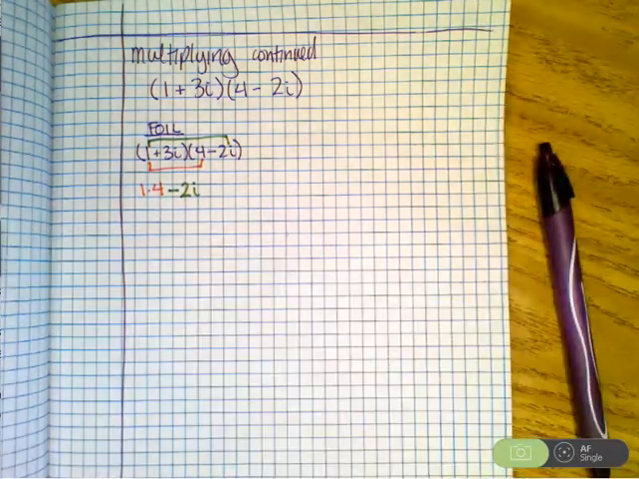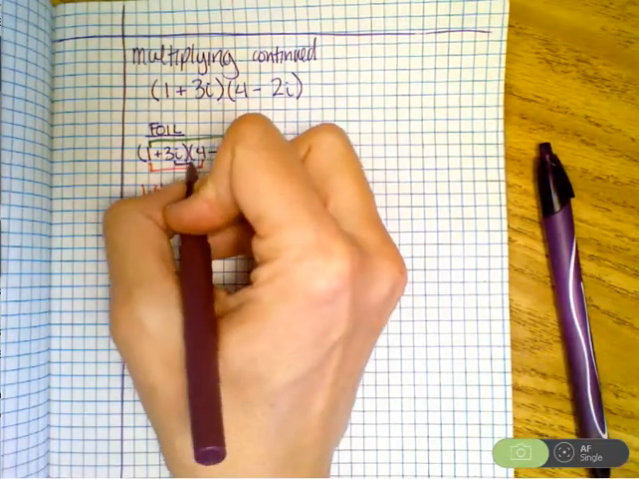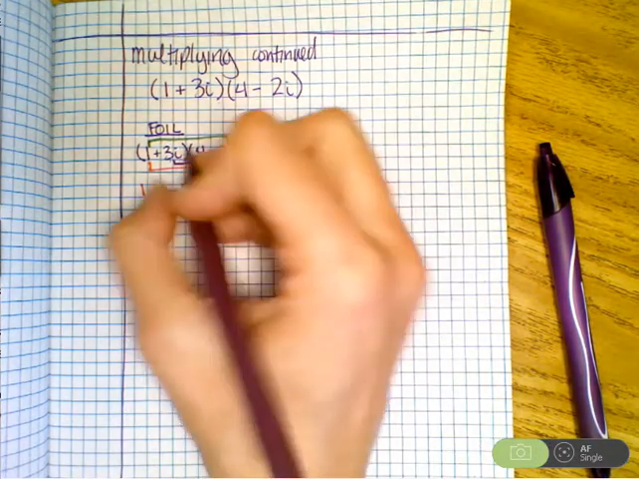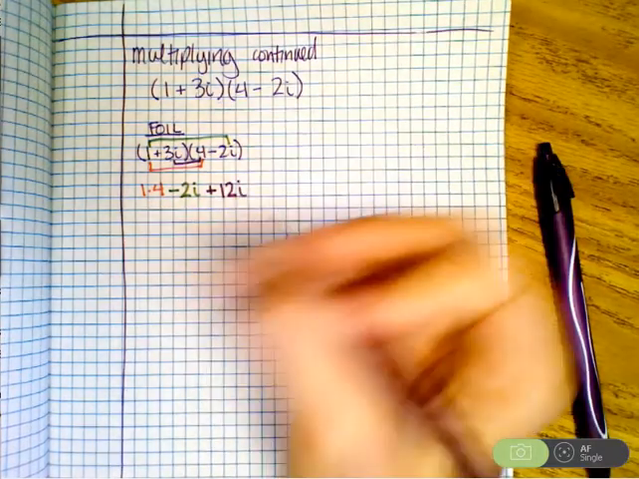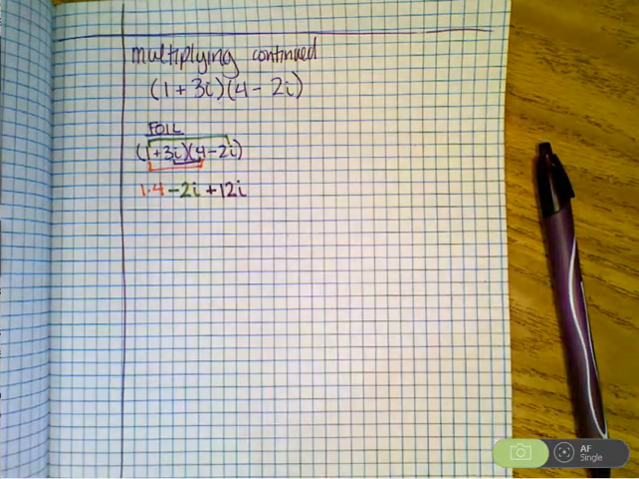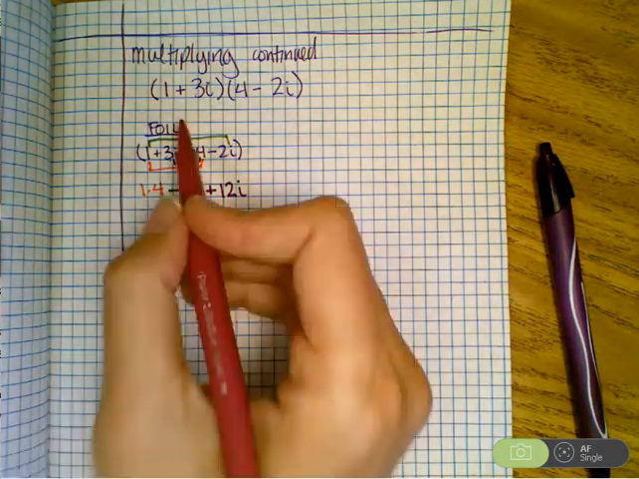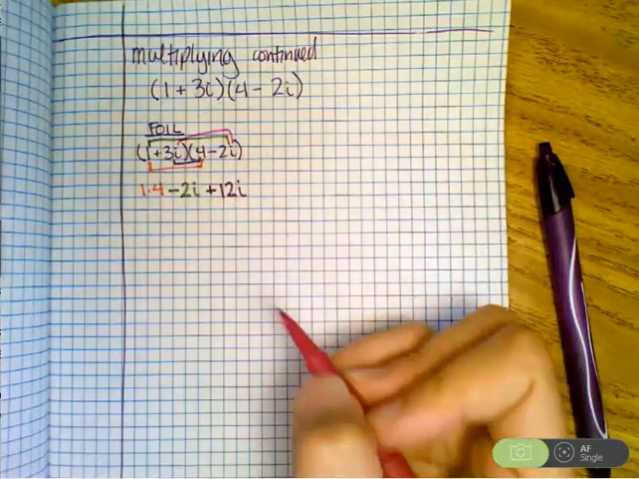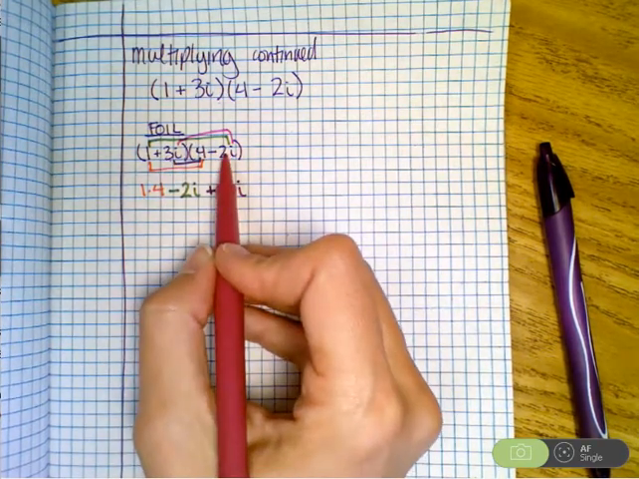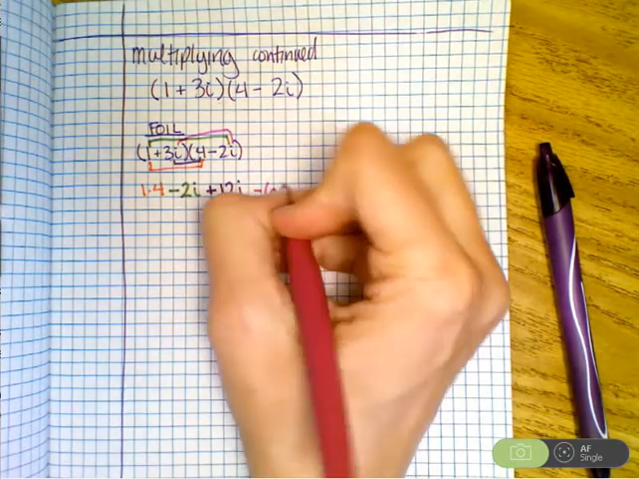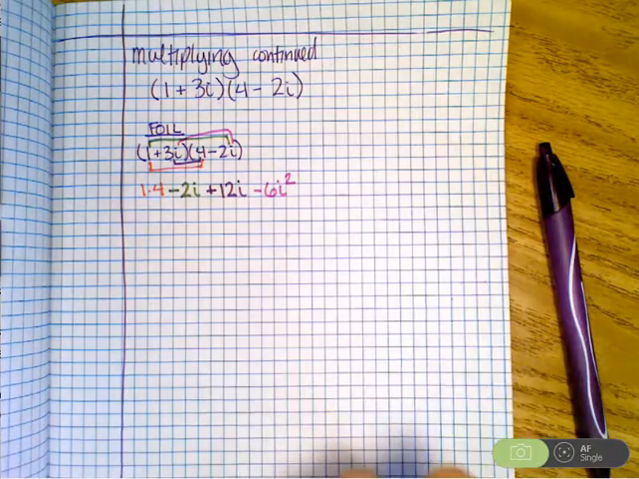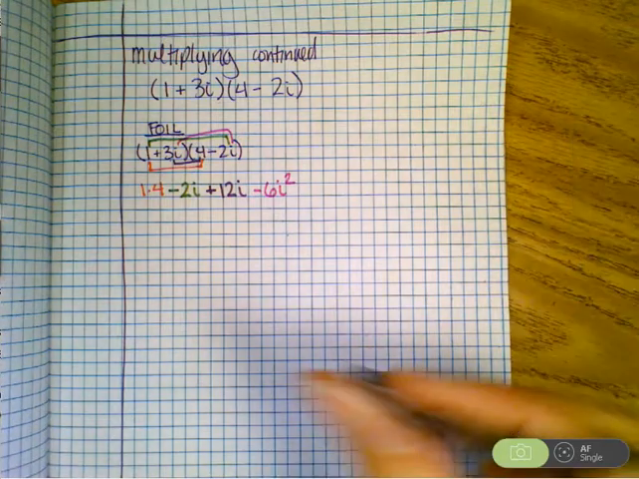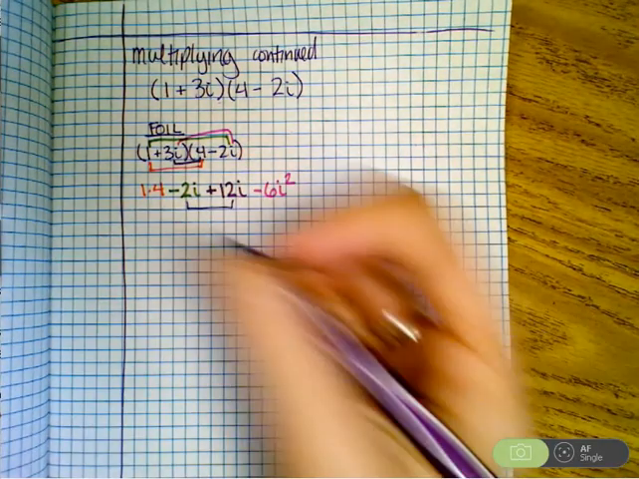Next we have an I in FOIL, so we multiply the inside terms. 3i times 4 is 12i. And finally, we need to multiply the last two terms, L for last. So that's the 3i and the negative 2i. 3 times negative 2 is negative 6, and i times i is i squared. Now we have to do a little combining of like terms and simplifying. These both have i's in them.